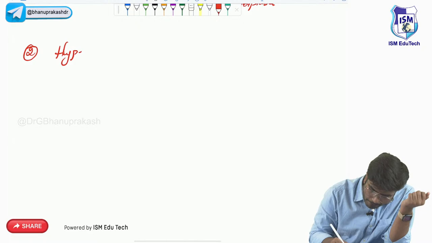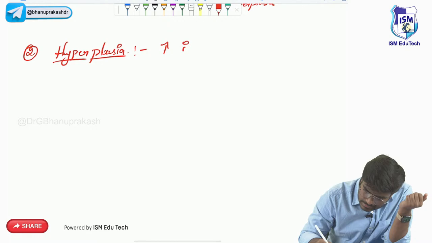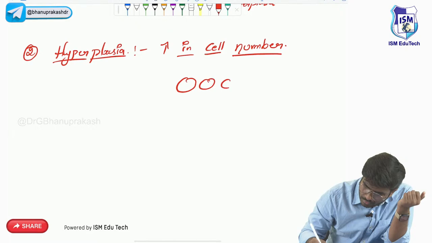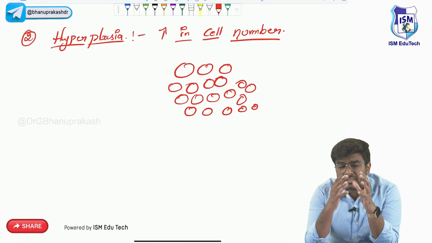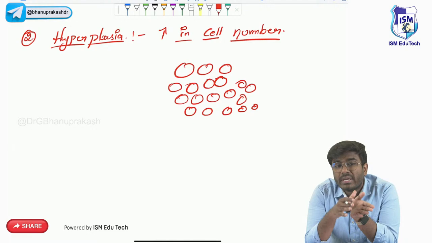Now, what exactly do we mean by hyperplasia? Hyperplasia means increase in cell number. So the number of cells in a particular organ is increased. That is called hyperplasia. Here, the number of cells are increasing. Even in cancer, the number of cells will be increased, right? So this hyperplasia will lead to cancer. Yes, sometimes, not every time.